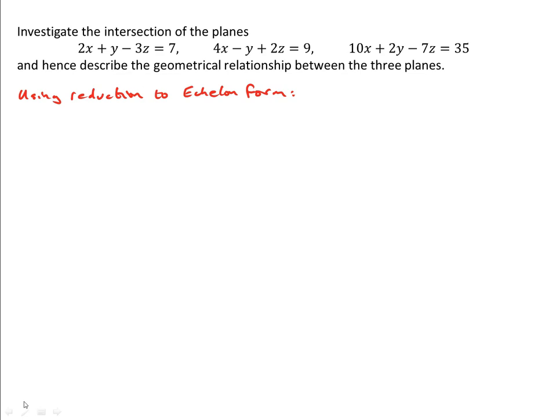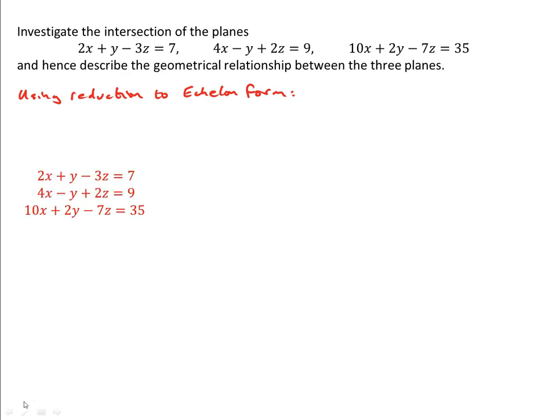Our final example asks us to investigate the intersection of the planes 2x plus y minus 3z equals 7, 4x minus y plus 2z equals 9, and 10x plus 2y minus 7z equals 35, and hence describe the geometrical relationship between the three planes. We've no idea at all whether these three planes are going to intersect in a point, in a line, or not at all. So the safest way of proceeding is to proceed with the reduction to echelon form method.